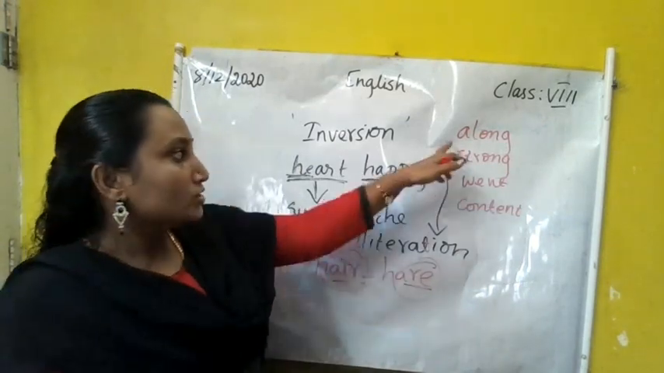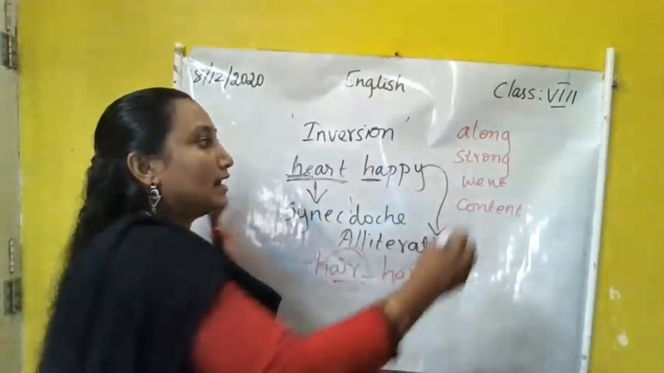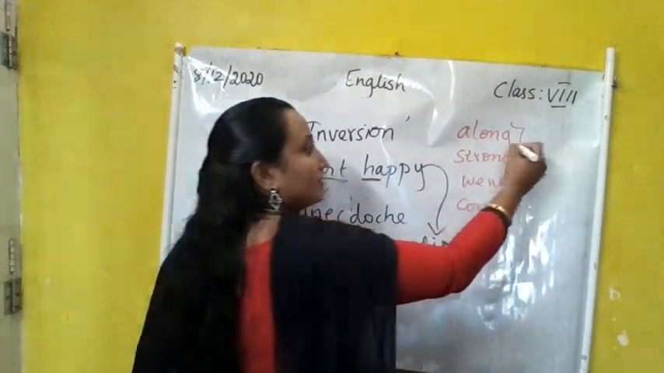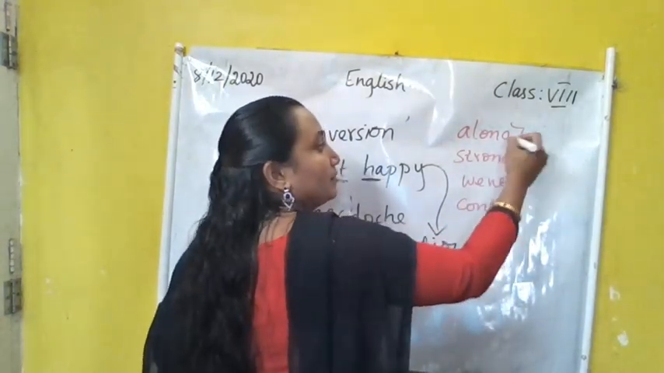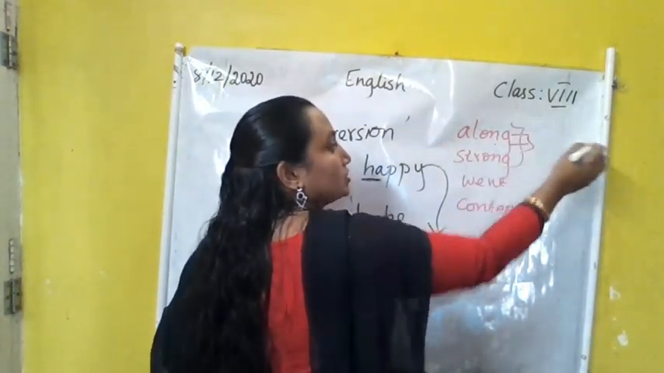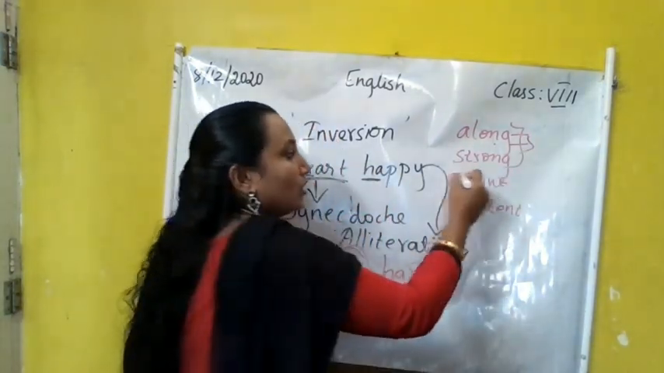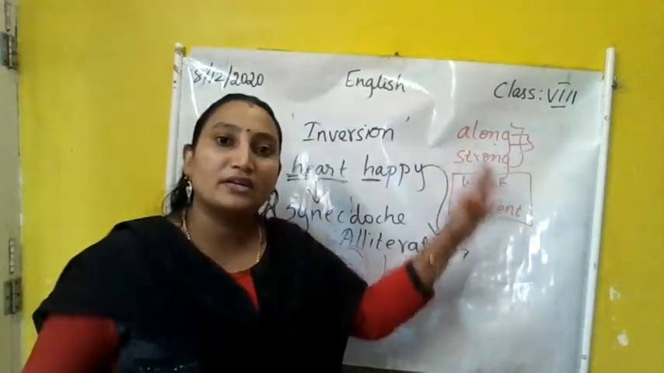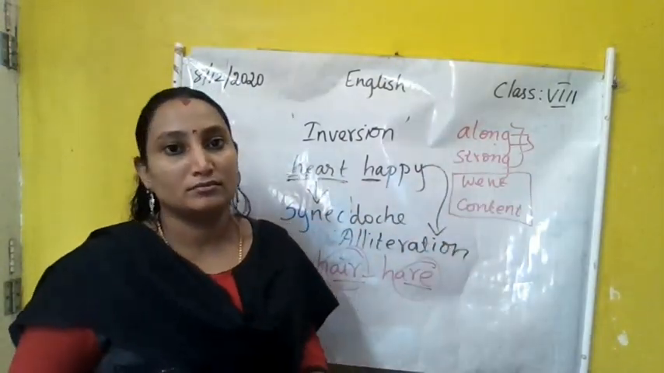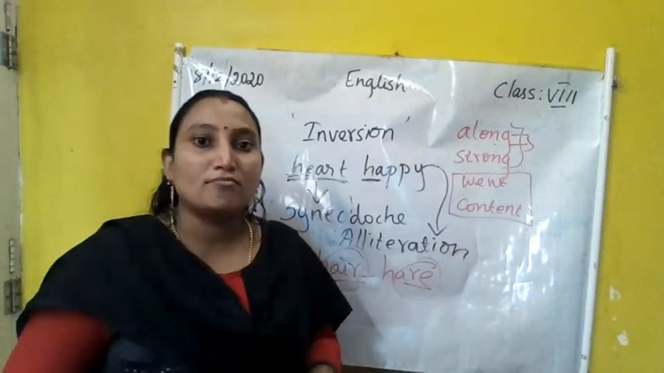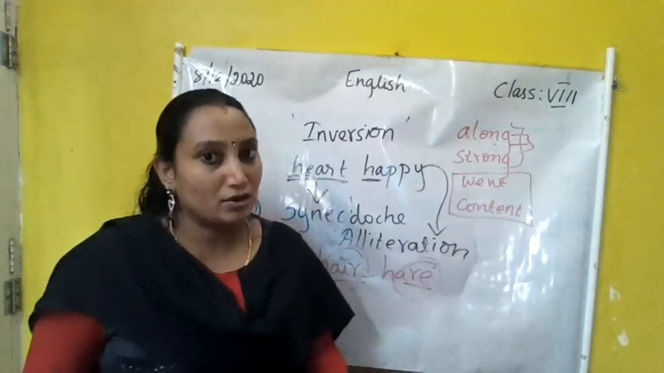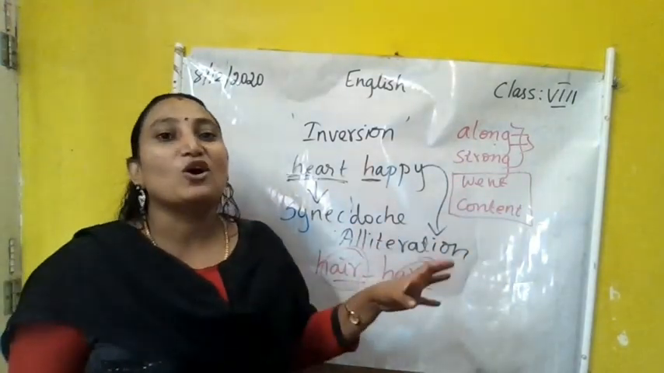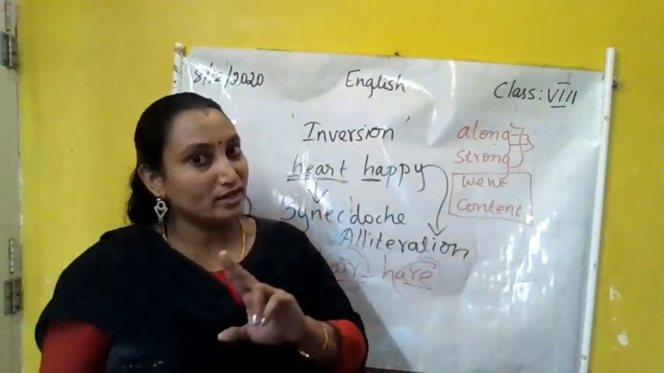Okay, so now look at these four words. Along and strong both have a similar sound. So this is one rhyming pair. You can write along and strong as one rhyming pair. The second one, went and content, is the second rhyming pair. If you have written any one, I will give mark, as it is for 1 mark. So keep in your mind, you have to concentrate on the sound, not the spelling.